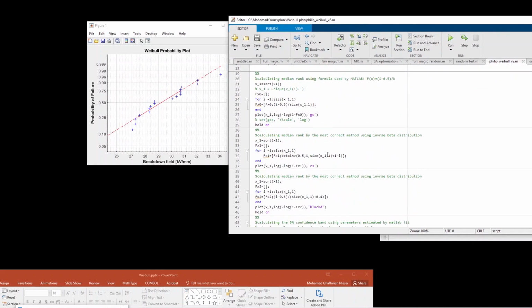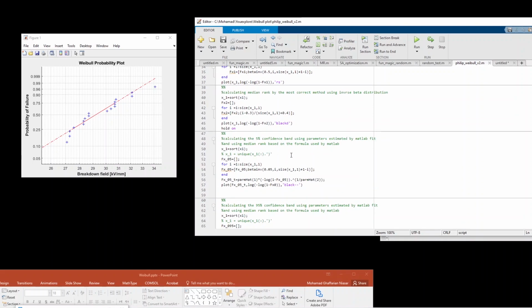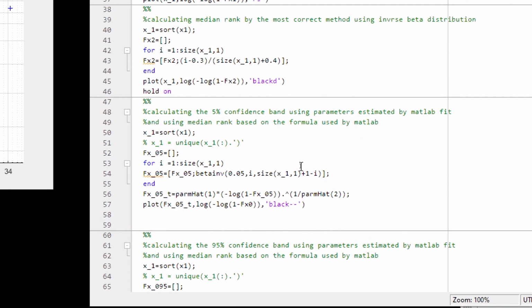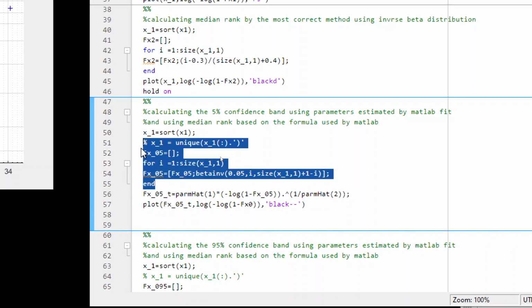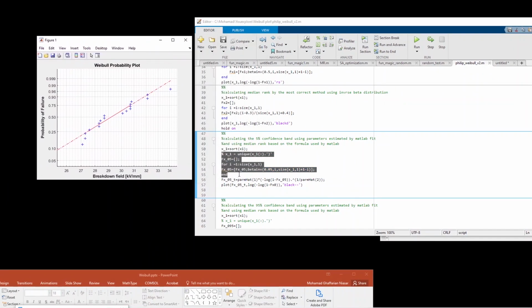What we can do is that we can now calculate and plot those confidence bounds. So the procedure is, let me zoom in. Again, we sort the data. In this case, we calculate the 5% confidence. We calculate the beta inverse of 5% on this one to get the ranks. And in order to plot the confidence band, we calculate this 5% band and then we feed it back to the Weibull distribution using the scale and shape parameters that we calculated before.